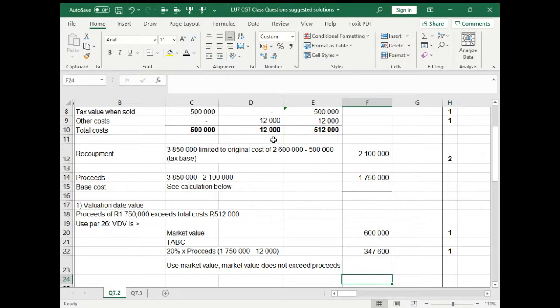Now, based on how it works, we as the taxpayer can elect the highest one of those to reduce our capital gains. Now, based on those values, which one will you elect? The market value. So the market value is the higher one of the two. But remember, the market value is a value at 1 October. So now we still need to add any post-October cost to get to the correct base cost. So that means we take the 600,000 plus the 12,000 that was post 1 October to get to a base cost of 612,000.